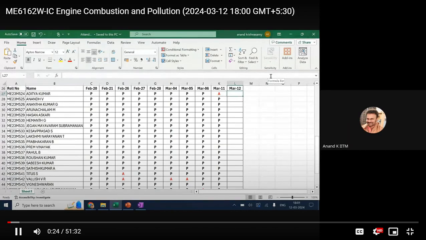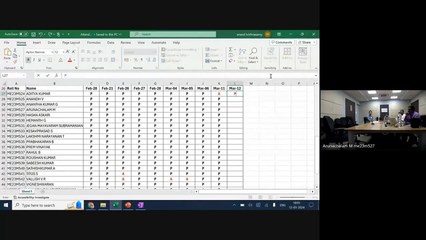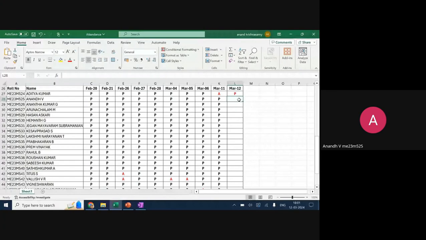Aditya Kumar, Present, sir. Anand, Present, sir. Ananta Kumar, Present, sir. Arunachalam, Sir. Hasan, Present, sir. Hemant, Present, sir. Jagan, Yes, sir. Kesav Prasad, Yes, sir. Lakshmi Narayanan.